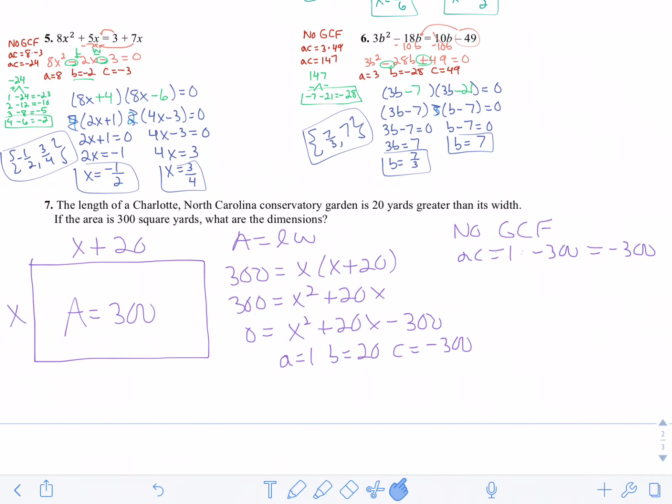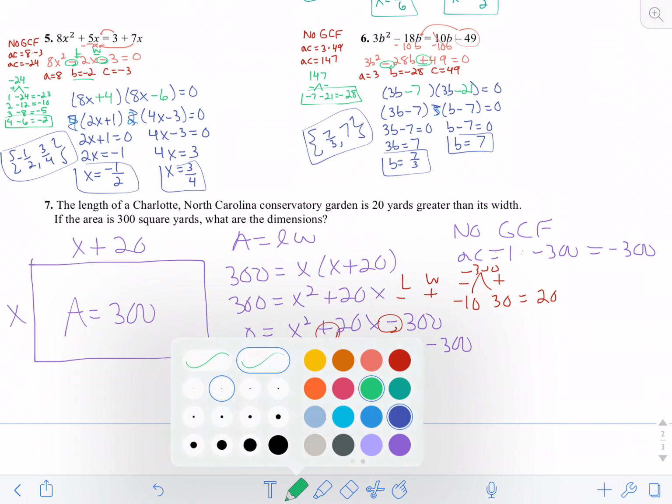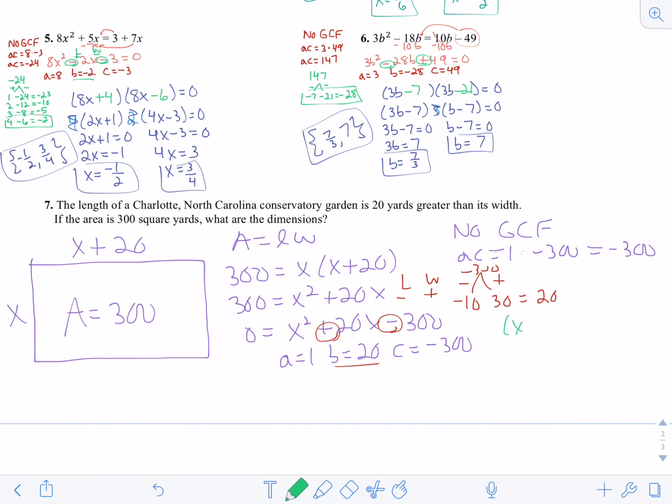Then what we have is my little tree. So I have negative 300. This is a negative and that's a positive. When I look at my losers and my winners, my winners are positives, losers are negatives. So negative and a positive. Just to save time, this is going to be a negative 10 and a positive 30, because that gives me my 20, which I want right here in the middle. So what we'll have is x minus 10, x plus 30 is equal to 0.